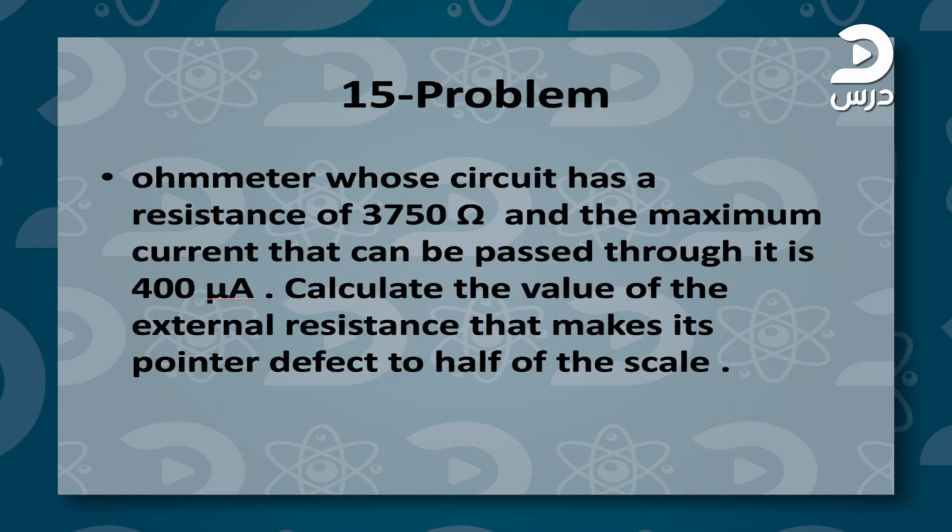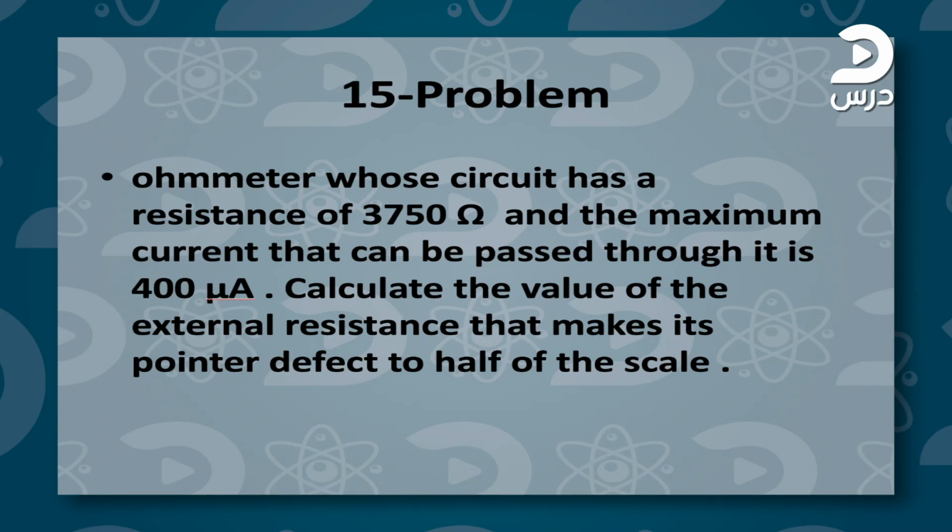Problem number 15. Ohmmeter. In the ohmmeter, the I maximum equals VB over (R plus RG), and when connected with RX, the I decreases and equals VB over R equivalent plus RX. And don't forget that the scale of the ohmmeter is non-uniform, because the current is inversely proportional to the total resistance, not the unknown resistance. Let's see problem number 15.